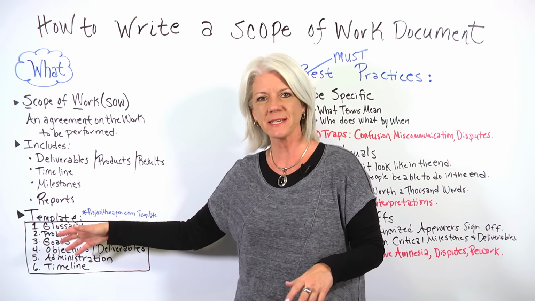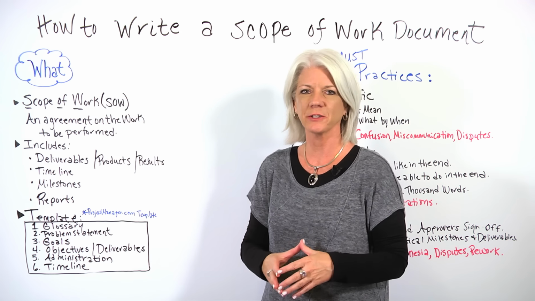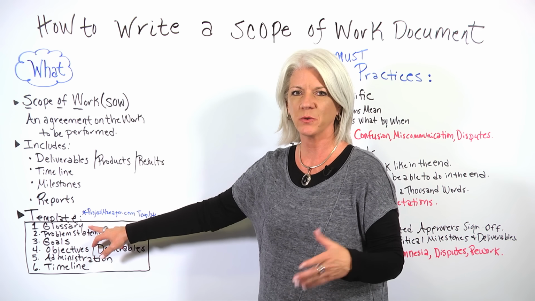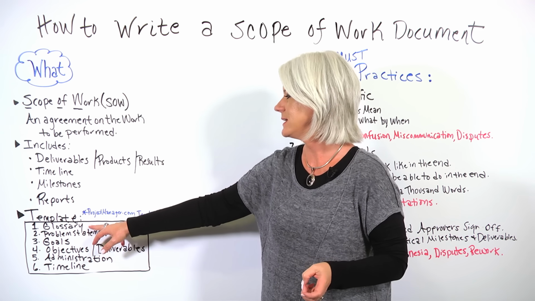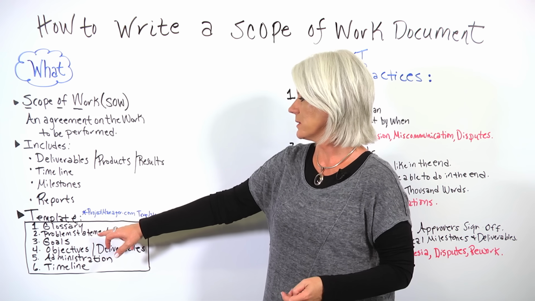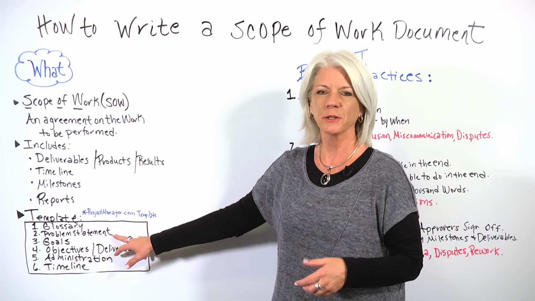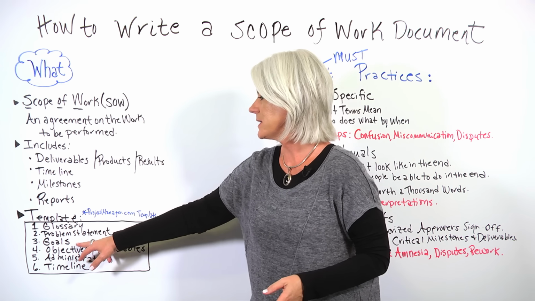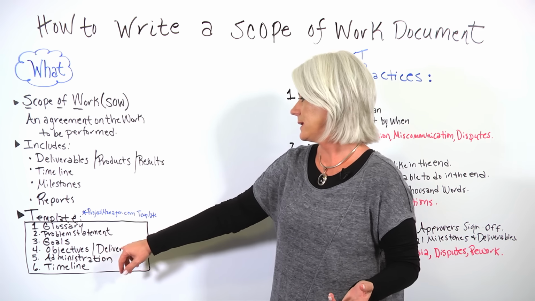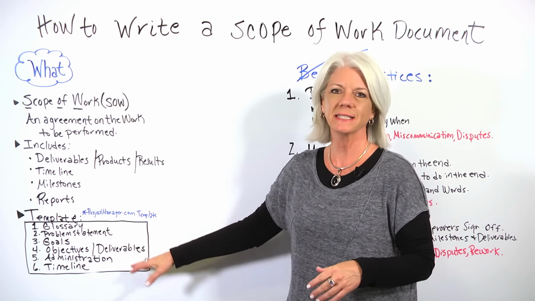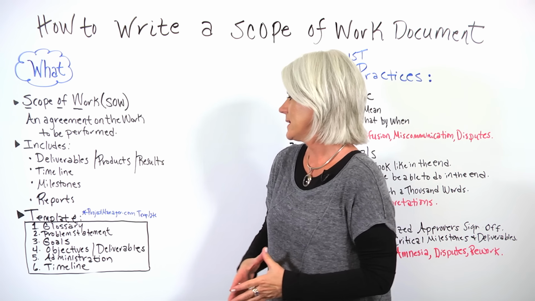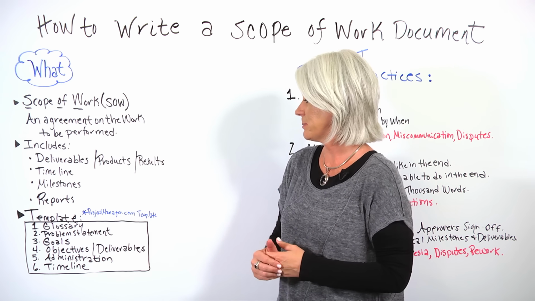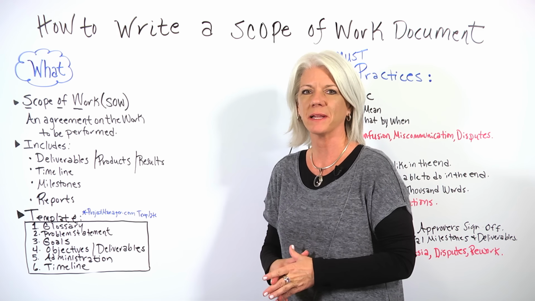I recommend using a template, and most templates include these things. The glossary, a glossary of terms defining what the terms are that will be referenced in this SOW. Also, the problem statement, a little bit more detail about the problem and what we're trying to solve. It also includes the goals, and it includes the objectives and deliverables that we'll be producing. It also includes any kind of administration information about the project, as well as the timeline.